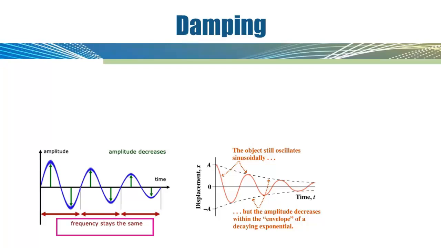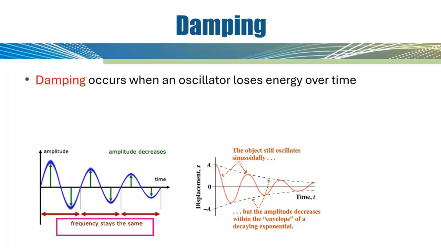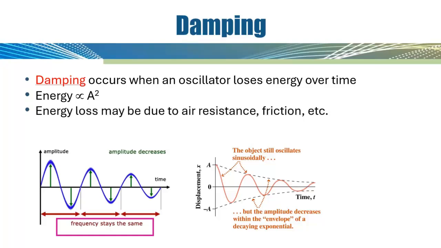One last topic we should discuss is damping. Damping occurs when an oscillating system loses energy over time. Because energy is closely related to amplitude, we can recognize energy loss if the amplitude of a wave decreases over time. The energy loss may be due to a variety of factors, but air resistance and friction are common examples. These first two images show damping occurring in an oscillating system.